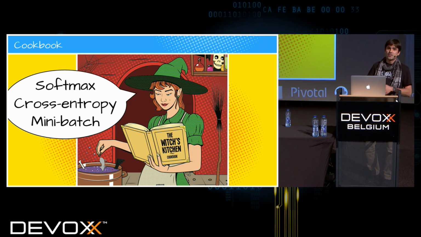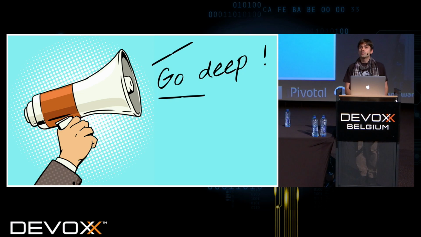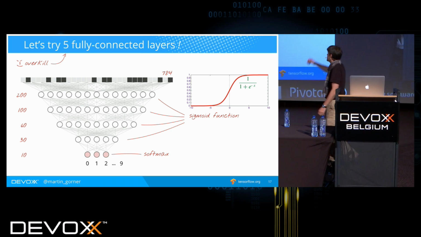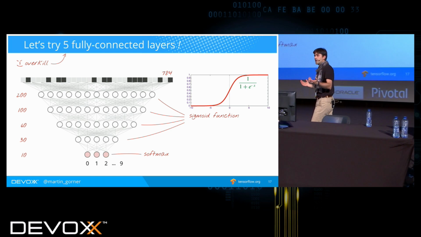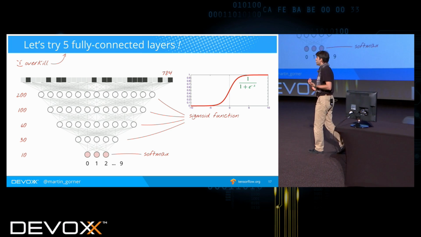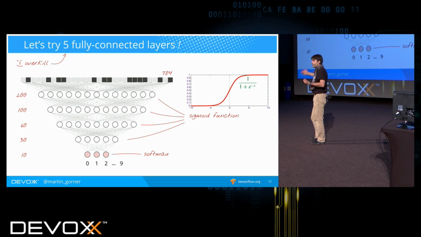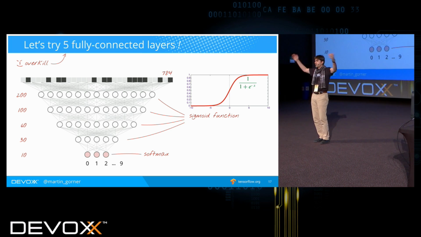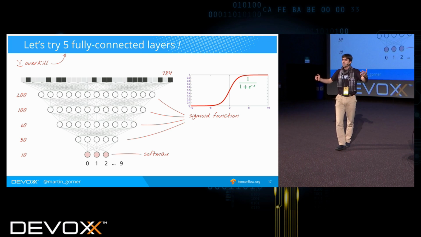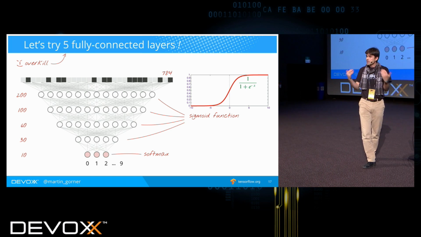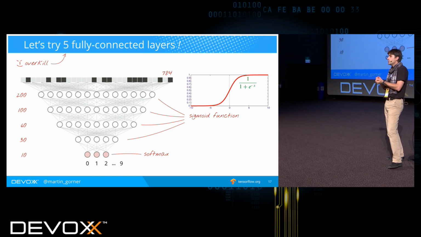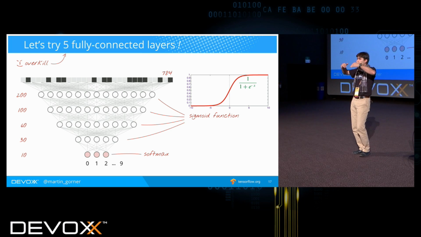And since deep learning is all the rage, let's go deep. Actually, it's very easy to go deep with neural networks. You just have to stack layers. Look, in the first layer, each neuron does a weighted sum of all the pixels of the image. Well, if you stack a second layer, on the second layer, each neuron will be doing a weighted sum of all the outputs of the previous layer. Very easy. You can stack them.